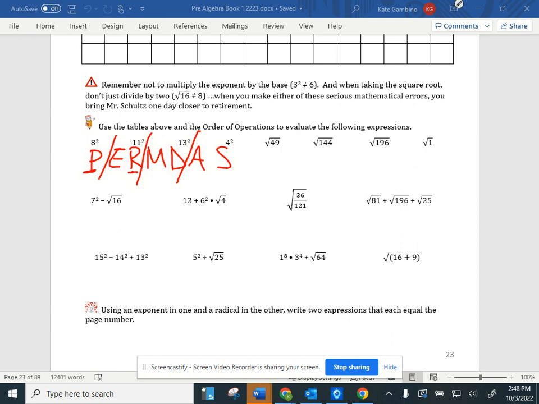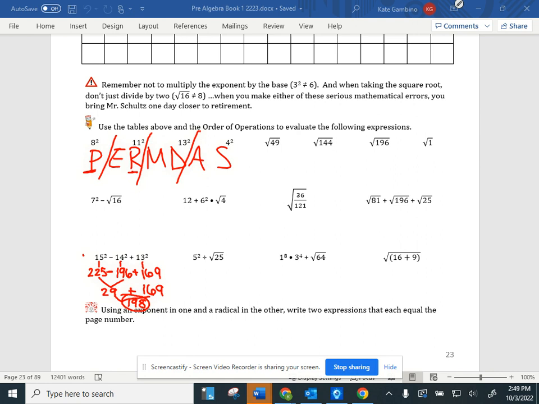So if we have 15 squared, let's do this one. 15 squared is 225. Then I have another exponent. 14 squared is 196. And 13 squared is 169. Then I'm going to bring down my operations. Now I have to go, okay, adding and subtracting come next because there's no multiplying or dividing in this problem. So I'm going to do 225 minus 196. So 225 minus 196 equals 29 plus 169. And I'm going to do that. And that gets me 198. That's my final answer because I have no more operations to do.